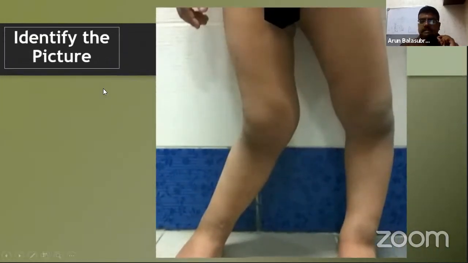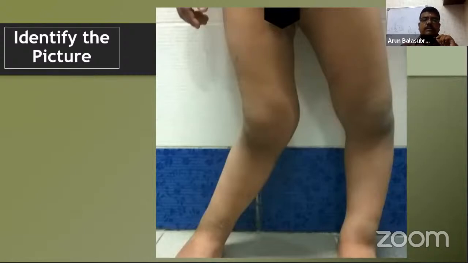Right, very good, fantastic picture. What does the picture say? What to identify from the picture? What is the name of the deformity? Windswept deformity, usually found in rheumatoid arthritis and cerebral palsy. So, windswept deformity.